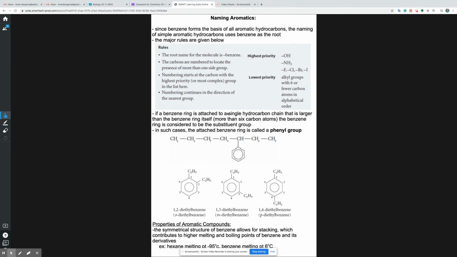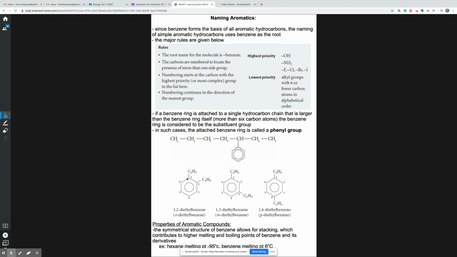If a benzene ring is attached to a single hydrocarbon chain that is longer than the benzene ring, so if it has more than 6 atoms, then the benzene ring is considered a substituent group, and we call it a phenyl group. In this case, we have a 1, 2, 3, 4, 5, 6, 7 carbon chain. This would be heptane, and off the third carbon is a benzene. So we'd say 3-phenylheptane would be the name of this structure.